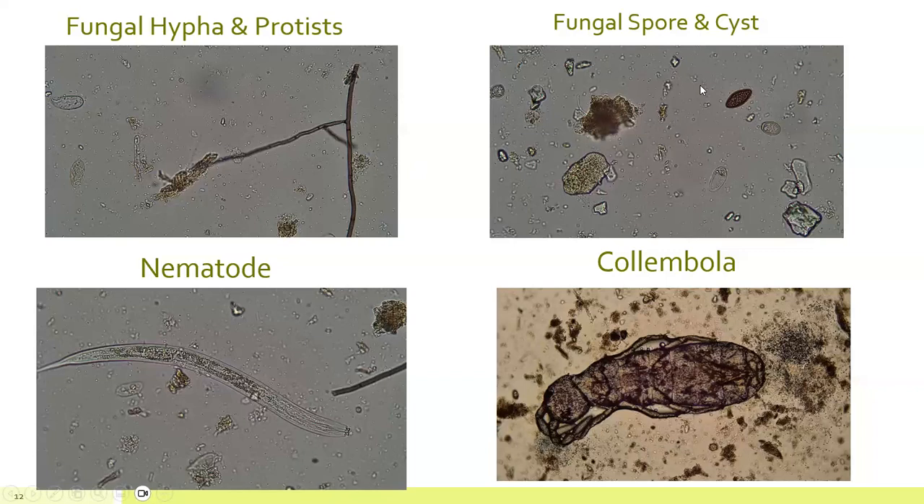Next, we have fungal spore and cyst. So this dark oval shaped particle here, it's a fungal spore. That's just one fungal spore. There are many, many different types, which you can use certain dyes or morphology to figure out what fungal body it belongs to. Again, here we have two protozoa, similar to the one over here. So these are also testate amoeba.